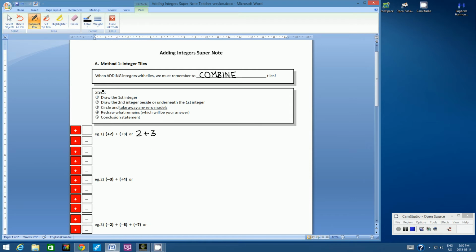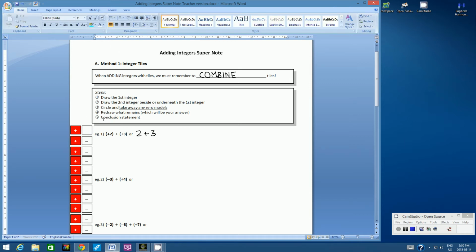Okay, so before we look at any of these steps, let's use our integer tiles. So I want you to make sure that you've got out your integer tiles. Make sure you start with a pile of positive and a pile of negative. So let's look at the first integer, positive 2. I'd like you to build that model in front of you. Let's bring over 2 positive tiles and place them in front of you there. Okay? So remember, when we're adding integers with tiles, we must combine the tiles.